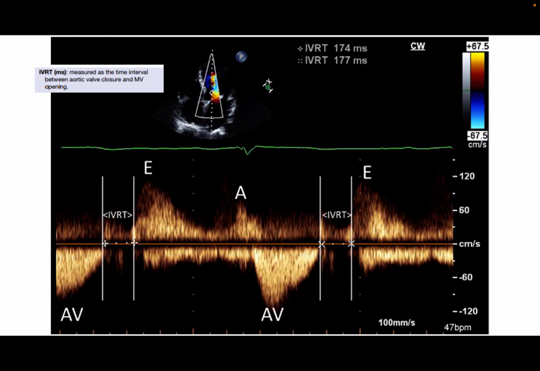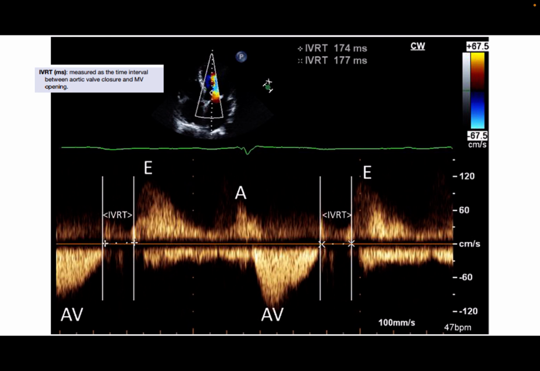Clinical interpretation. Prolonged IVRT greater than 100 milliseconds is impaired relaxation. The ventricle is slow to release. Classic grade 1 pattern. Normal IVRT 70 to 100 milliseconds. Normal relaxation. Short IVRT less than 70 milliseconds. Elevated left atrial pressure. The mitral valve opens early because left atrial pressure is so high it overcomes LV pressure quickly. Grade 2 to 3 pattern.